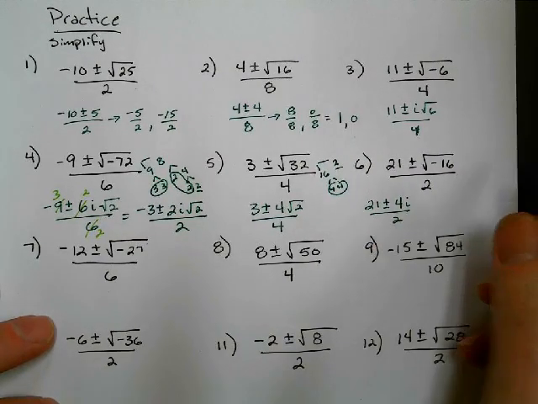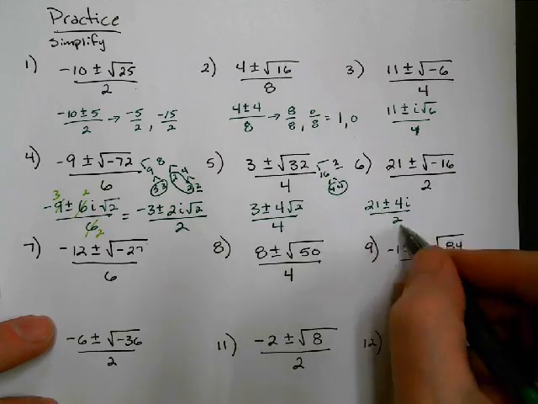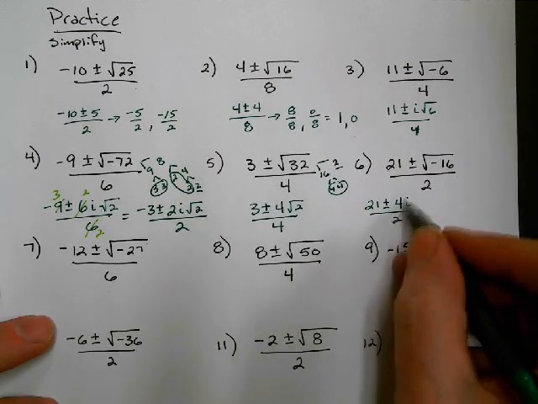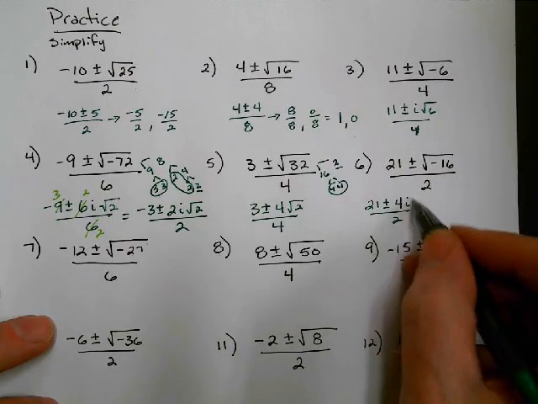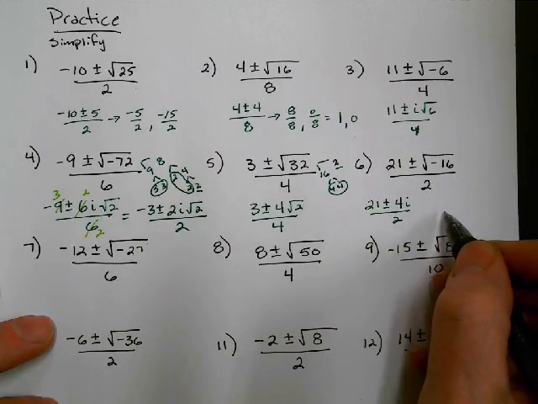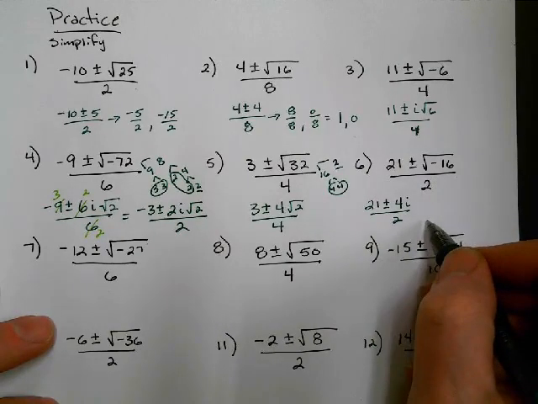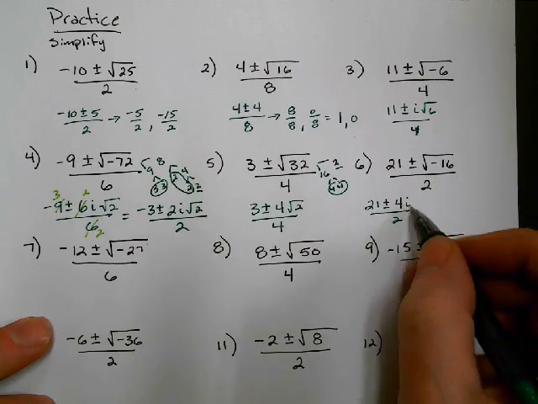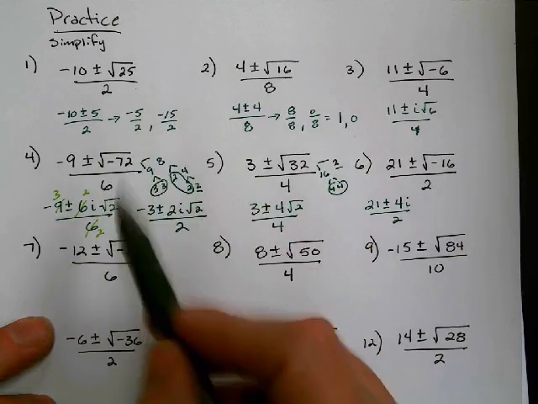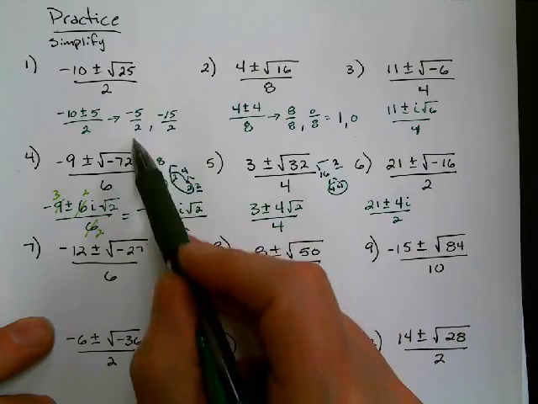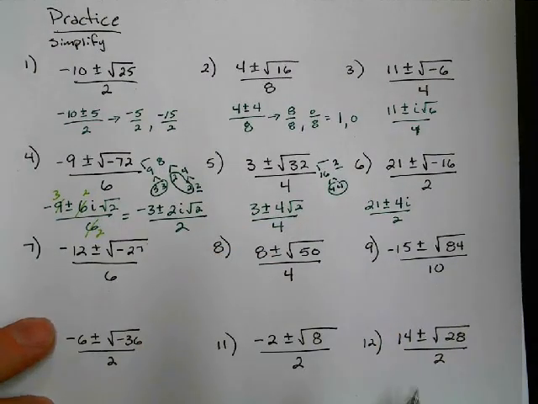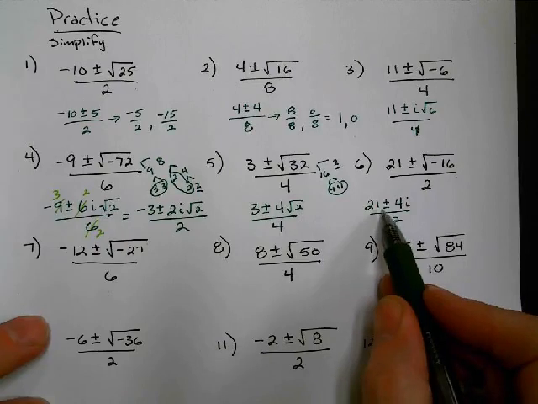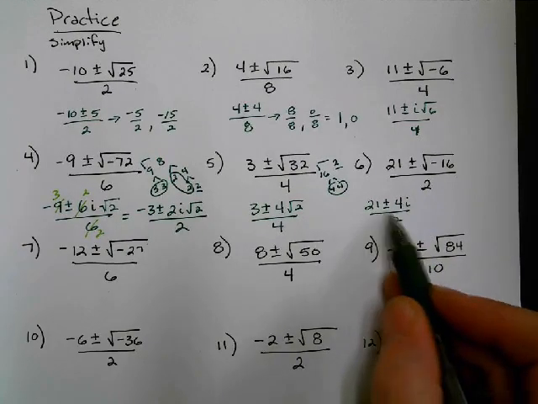Okay, so on this one, 2 can't reduce with the 21, and it can't reduce with the 4. Now, since there's an i in here, we're not going to split it up into the two answers. We're just going to leave it like that as 21 plus or minus 4i over 2. So the i is kind of representing a radical, so we're not splitting it up into our two actual answers there. I mean, we could. This would be 21 plus 4i over 2 and 21 minus 4i over 2, but we're going to just leave it like that.